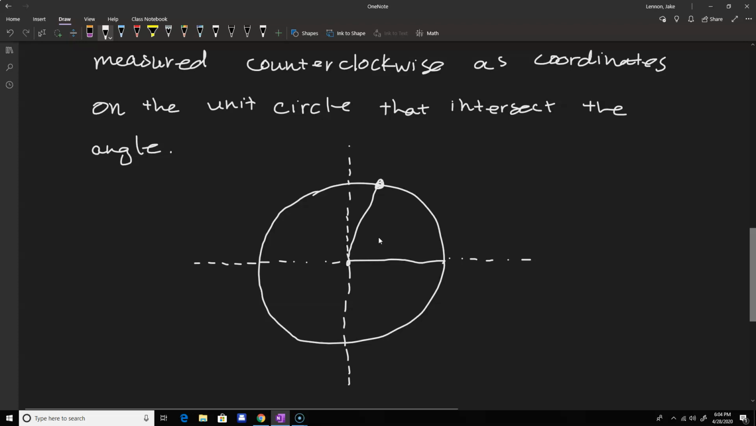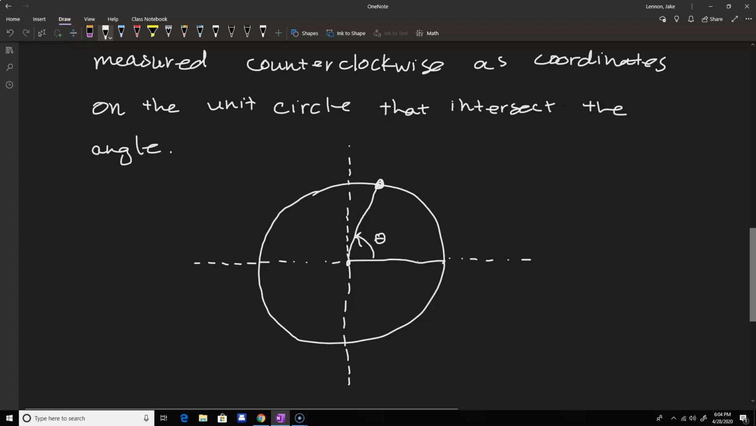then this angle theta is measured counterclockwise from that positive branch. So that's the x-axis that I have as the shaded line right here. That's that part of the x-axis. That's what I'm talking about. The positive branch of the x-axis is the part that is to the right of the y-axis.